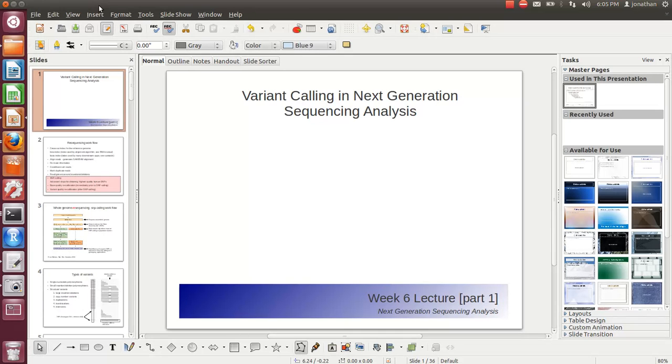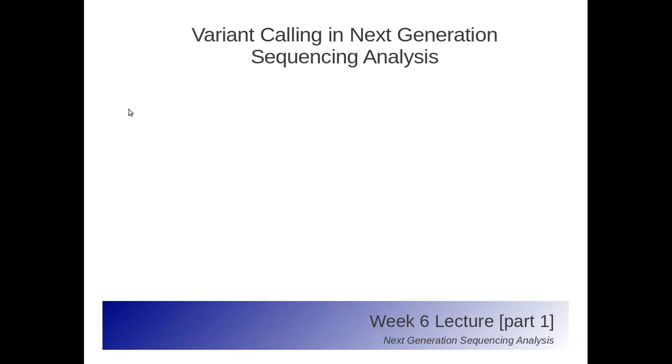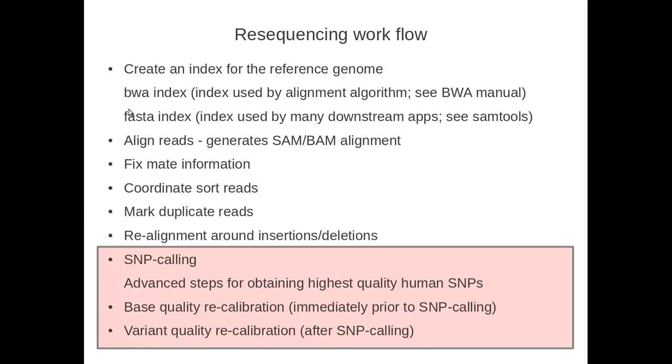I guess I'll start by reviewing quickly what we talked about in the last lecture from week 5, where I gave you an outline of the steps to conduct the alignment and alignment processing, which are necessary in order to obtain the highest quality SNP call set. So the essential steps are laid out on this slide.